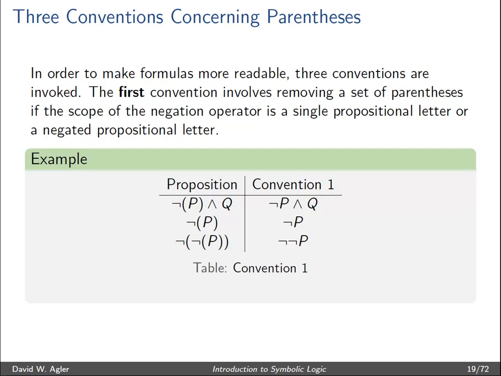In the second example, or the second row, you see the same thing. It's not open parentheses, P, close parentheses. We don't have any confusion of what that negation might be negating. Is it negating a larger subformula or a smaller subformula? We know it's just negating P.